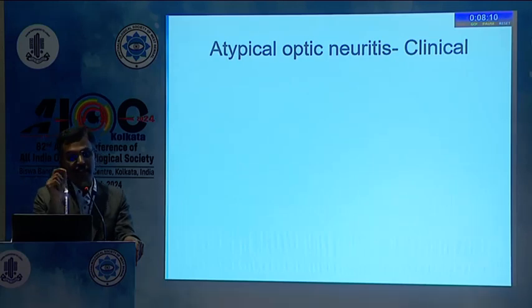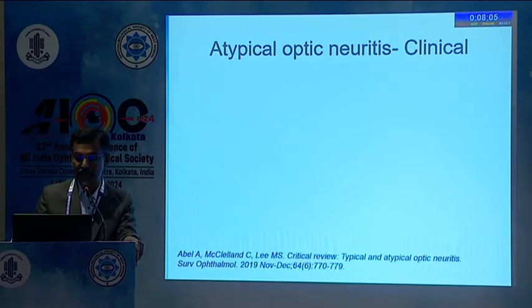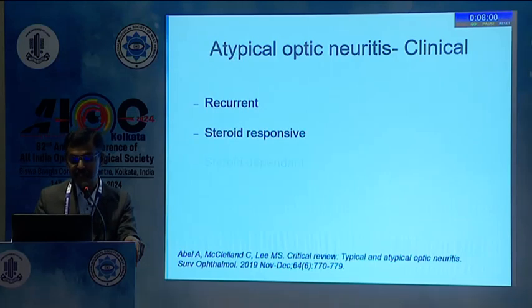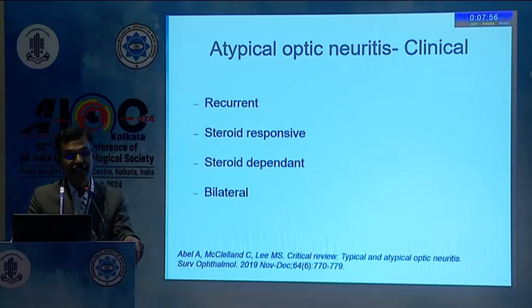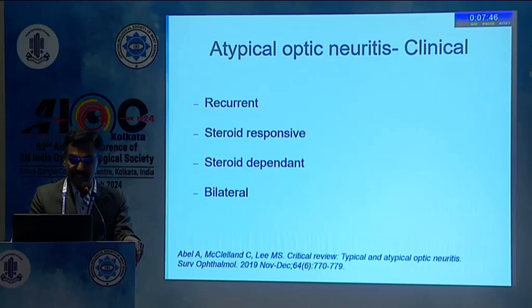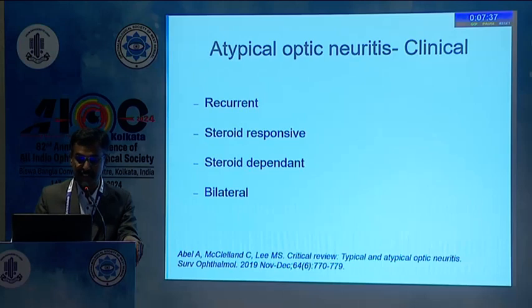There are very clear clinical features of atypical optic neuritis, as has been told before. It has to be recurrent, or steroid responsive, or steroid dependent, or bilateral. These are the clear defining clinical features of atypical optic neuritis. Once we see these patients clinically and take the history itself, we have a fair idea of whether this is going to be atypical or typical optic neuritis, and we can always tailor our investigations based on our clinical examination and history.